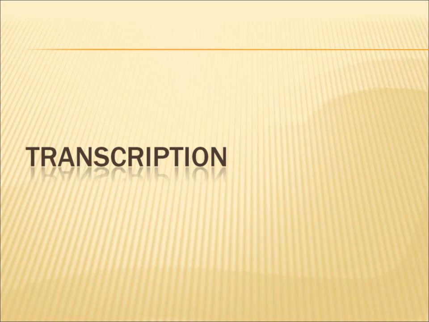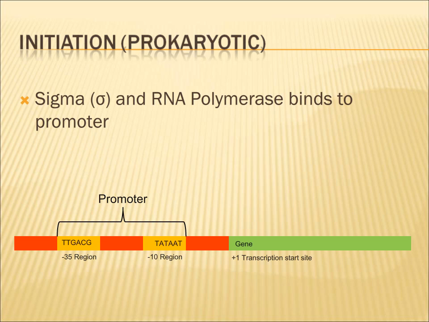Now let's look at the details of transcription. We will concentrate on prokaryotes, but eukaryotic transcription is very similar. The +1 denotes the start of the gene. Upstream of the +1 site is the promoter. The promoter has certain nucleotide sequences that the transcription molecules will recognize.